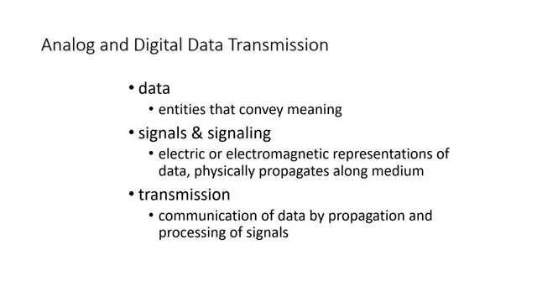We have already seen that the terms analog and digital roughly correspond to continuous and discrete, respectively. Data is defined as entities that convey meaning or information. Signals are electric or electromagnetic representations of data, whereas signaling is the physical propagation of the signal along a suitable medium. The term transmission means the communication of data by the propagation and processing of signals.